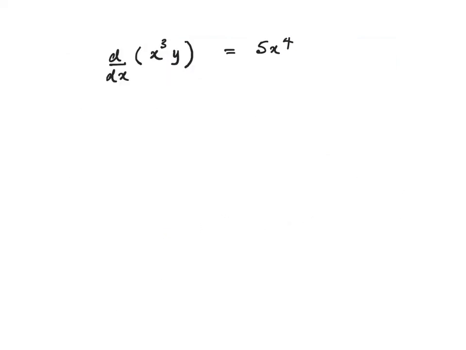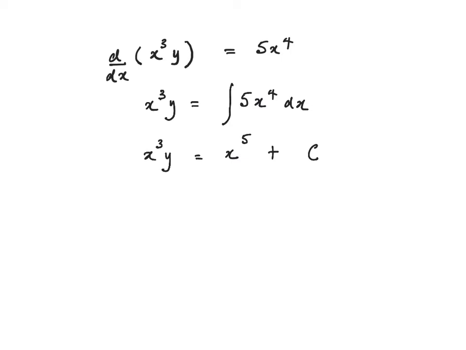Now, what I want to do is to integrate both sides. If I integrate d by dx, I'll just get x cubed y on the left hand side, equals the integral of 5x to the power of 4 dx on the right hand side. That's 5x to the power of 5 over 5, that just gives me x cubed y equals x to the power of 5, and it's an indefinite integral, so a constant of integration is c.